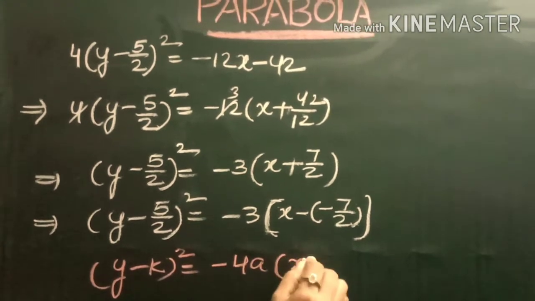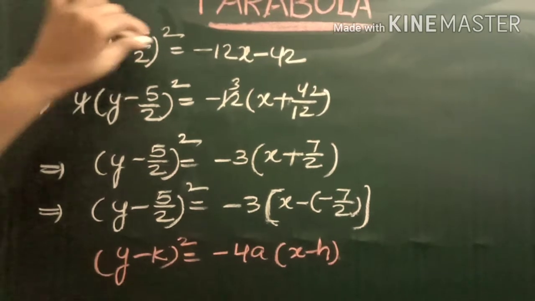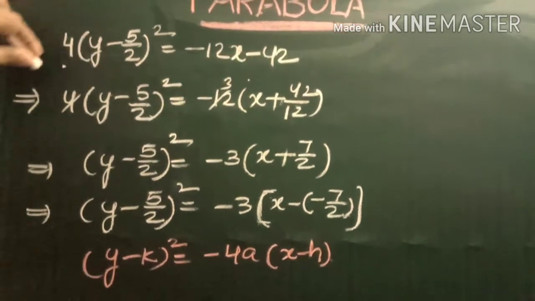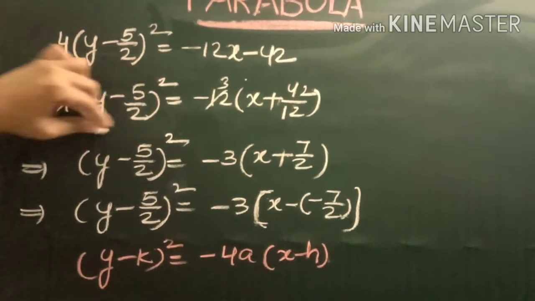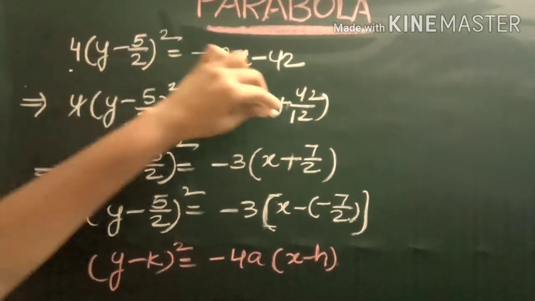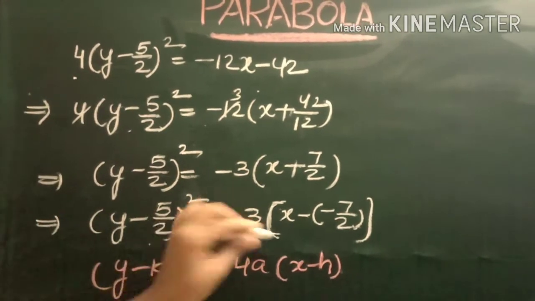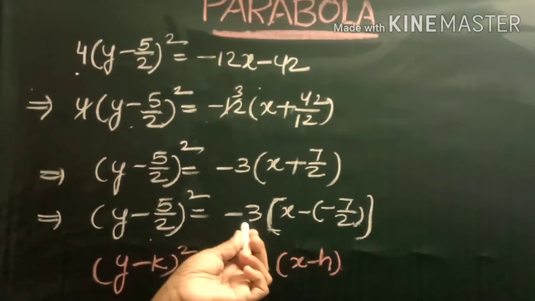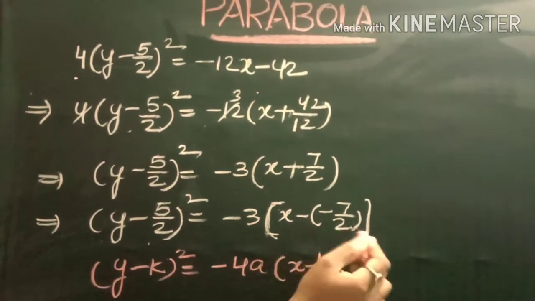So first we take the y terms on one side and the remaining two terms on the other side, taking the y square coefficient common first, and after simplification we get the term y minus k whole square, like that. After that we take the x coefficient common from the right hand side. Finally we get the answer, which is in the form of y minus k whole square is equal to minus 4a into x minus h.